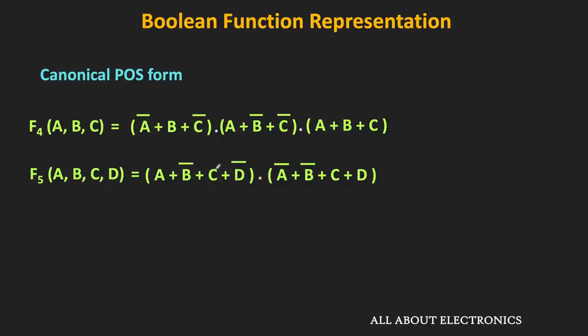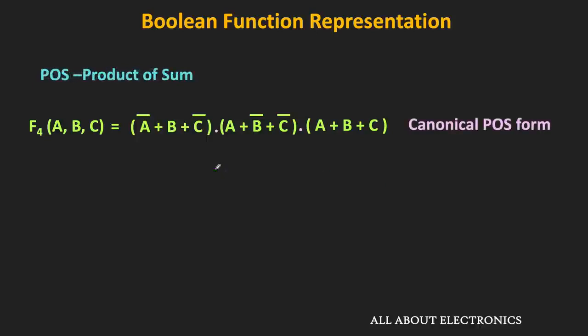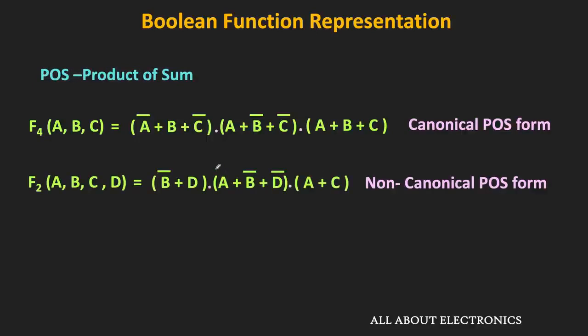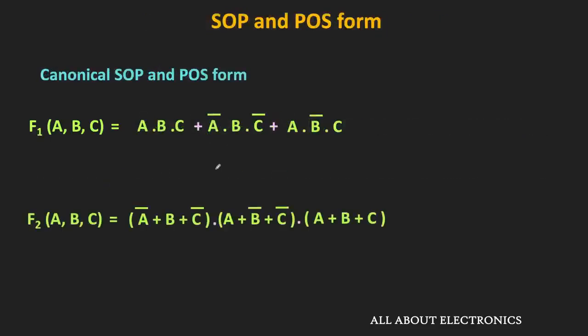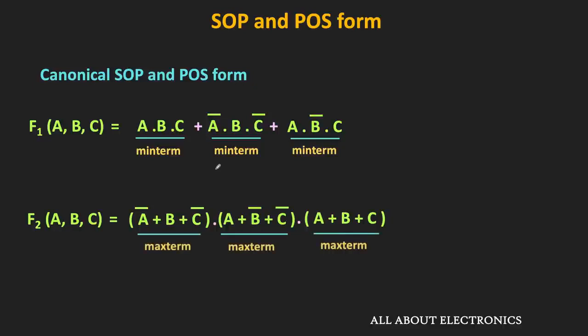So in short, this product of sums form of representation can be of two types, that is canonical and non-canonical. Now if we just talk about the canonical form of representation, then in the canonical SOP form, each product term is also called Minterm, and therefore this canonical SOP form of representation is also said to be a sum of minterms. Similarly, in the canonical POS form of representation, each sum term is also called Maxterm, and this canonical POS form of representation is also said to be a product of Maxterms.